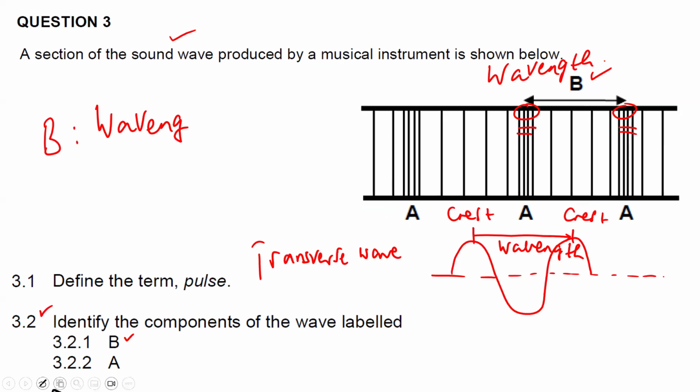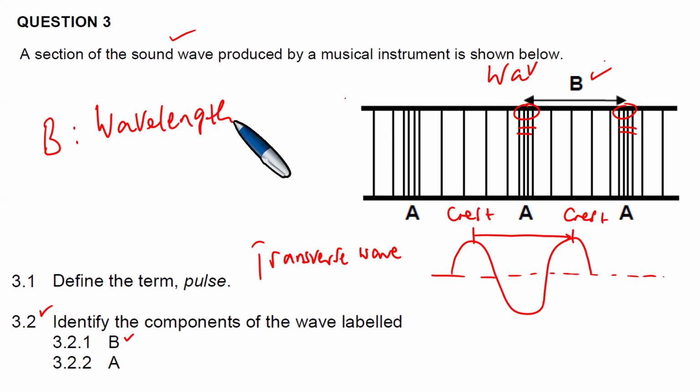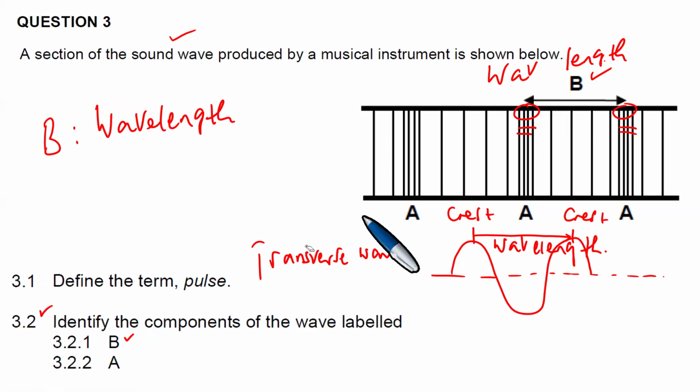It's going to be called the wavelength. Just take note of that, wavelength. So from crest to crest or from trough to trough is called the wavelength. All right, take note of that and we continue to look at more things that matter.